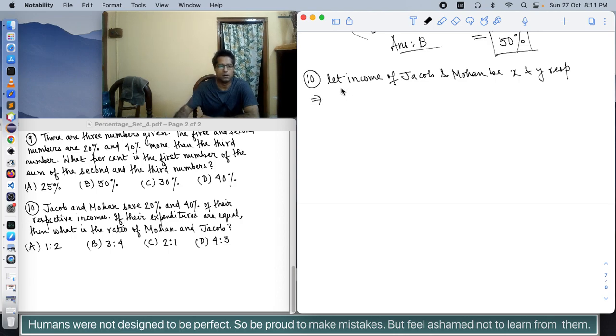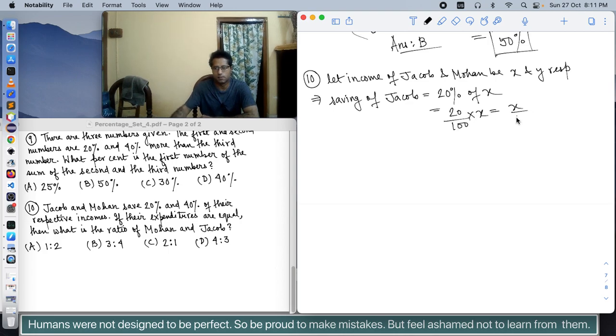So the saving of Jacob is 20% of Jacob's income. So 20% of X, which is equal to 20 by 100 multiplied by X, which is equal to X by 5.